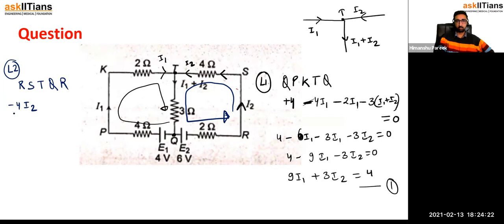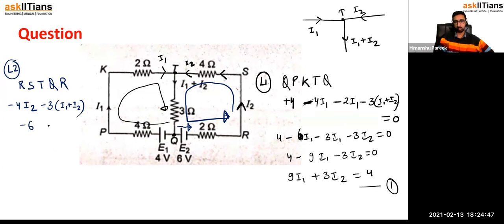Then T to Q. T to Q is minus 3 times of I1 plus I2 because in the direction of current again. Then Q to R. So first of all battery, but going from lower to higher, higher to lower. So going towards negative. So minus 6.